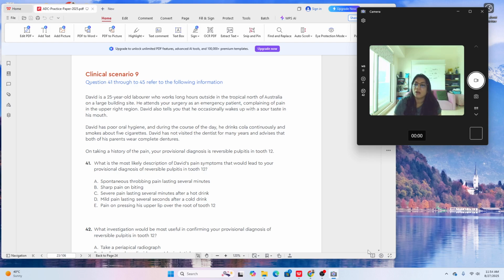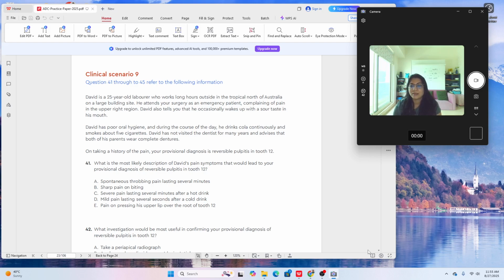On taking a history of pain, your provisional diagnosis is reversible pulpitis in tooth 1, 2. So already you have done some form of questionnaire asking, and you have done some sort of clinical examination, and that's how you have determined that it's tooth number 1, 2 which is giving him a problem, and probably that is reversible pulpitis. So basically I can place this question in diagnosis and management, right? Information gathering has already been done. So this is a question from the diagnosis and management cluster. You can get the same question in your ADC Part 2 exam in your communication OSCEs.